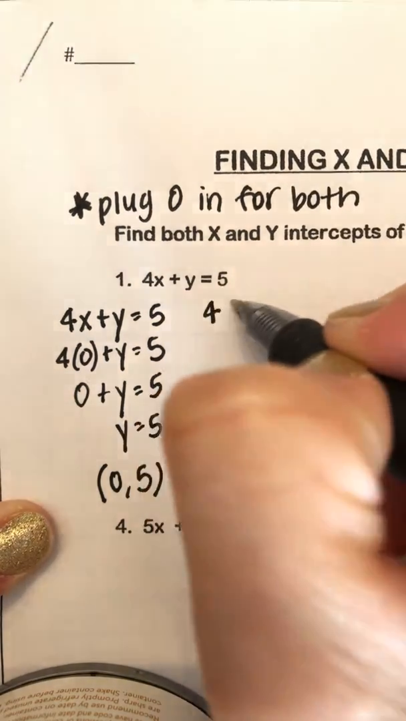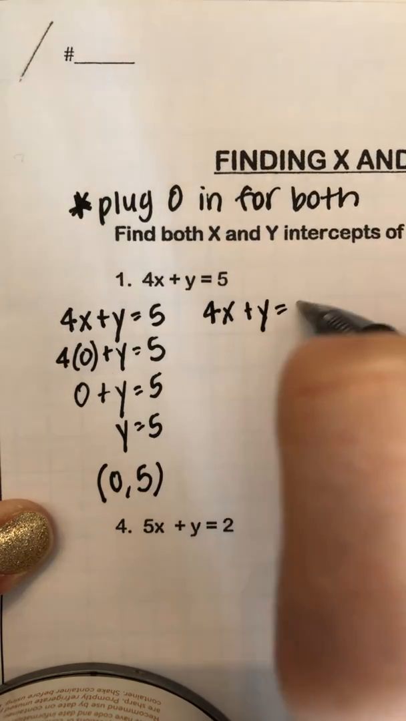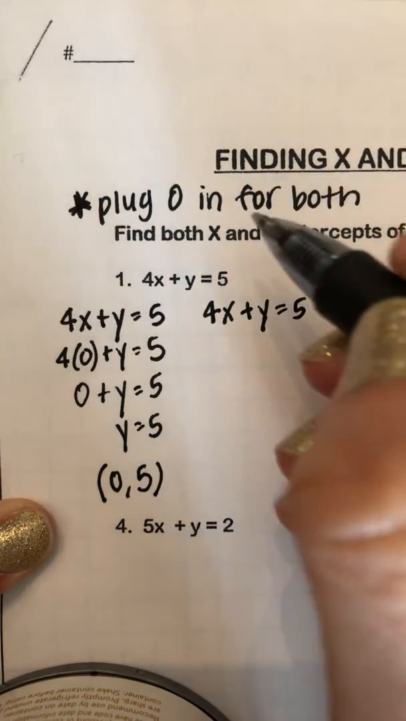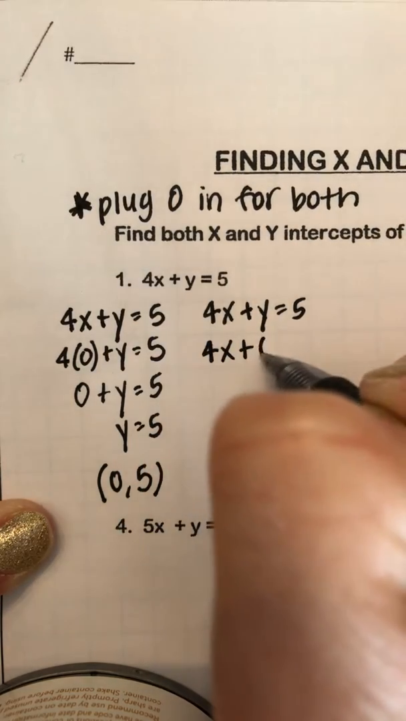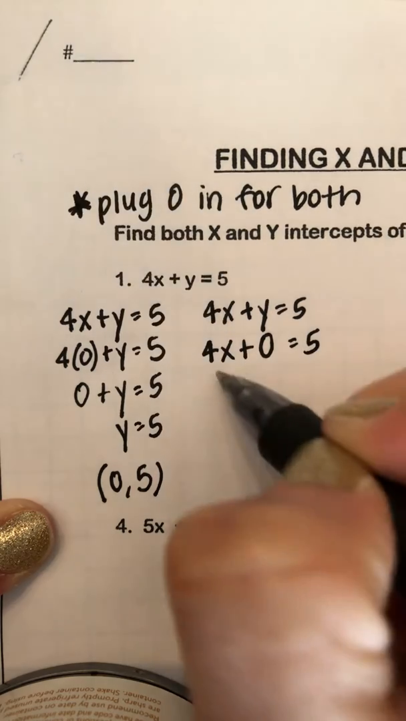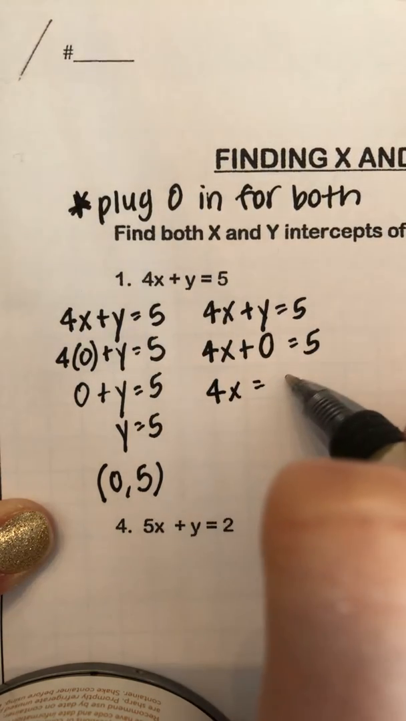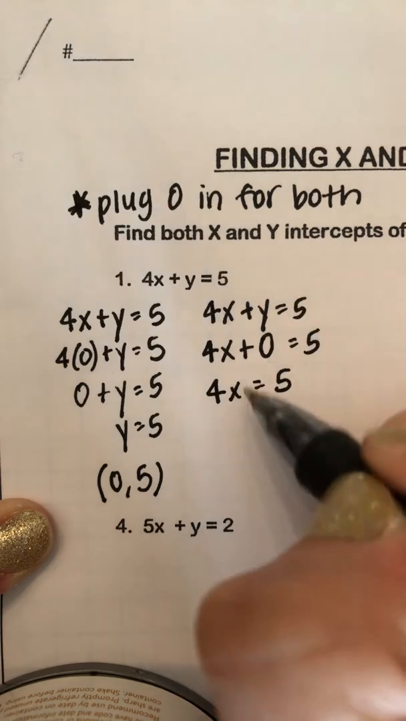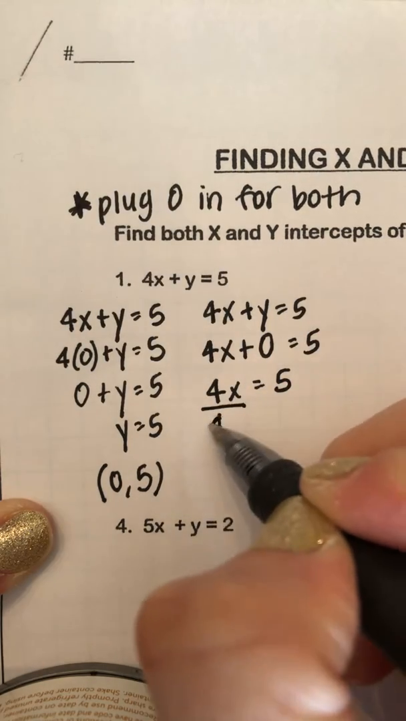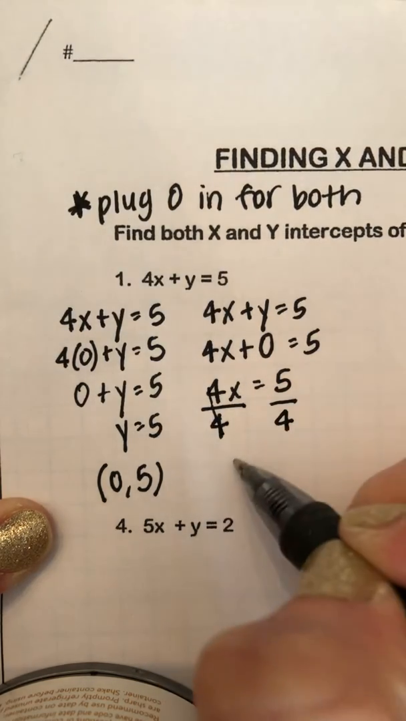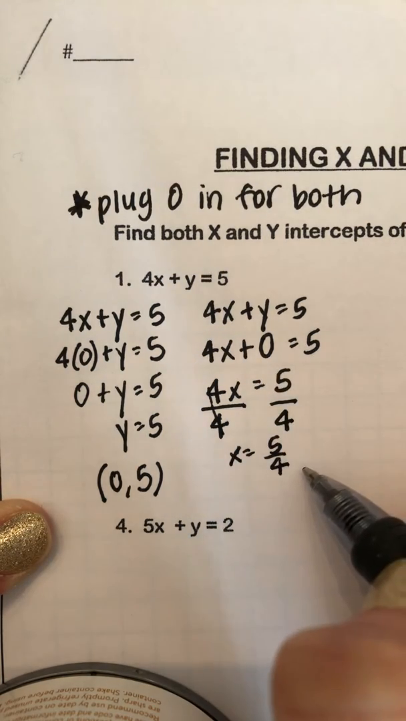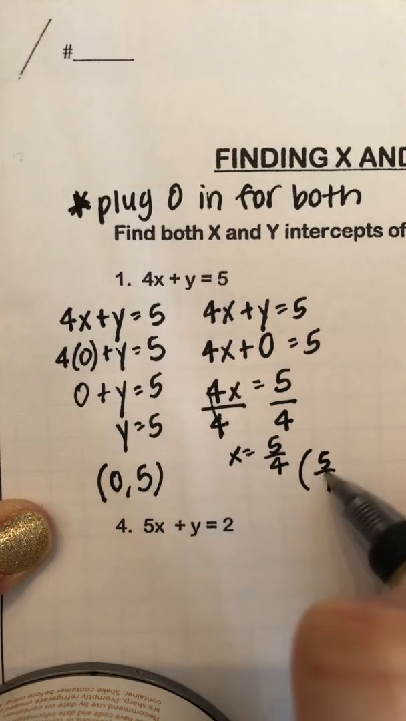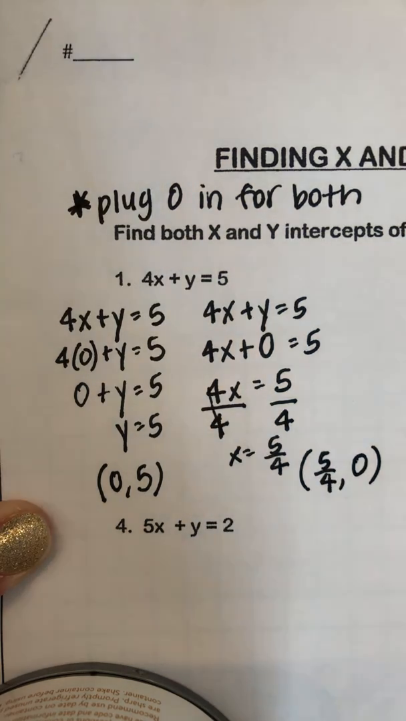Then if you rewrite the equation to figure out the x-intercept, you're going to go 4x plus, and we're going to plug in 0, equals 5. 4x equals 5, because the 0 just cancels out. And then we'll divide both sides by 4. X equals 5/4. So your x-intercept would be 5/4 and 0. So basically you're just going to plug in 0 for each one.